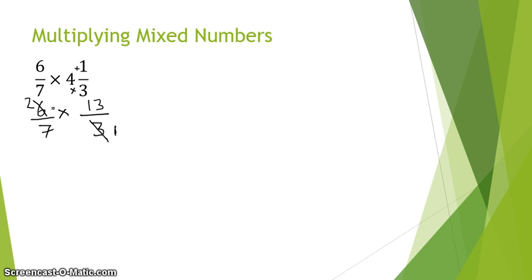Now, I cannot divide anything else. I mean, 13 and 7 cannot be divided by the same thing. Neither can 2 and 7, so I'm done. At this point, I can go ahead and multiply and watch how much easier this is.